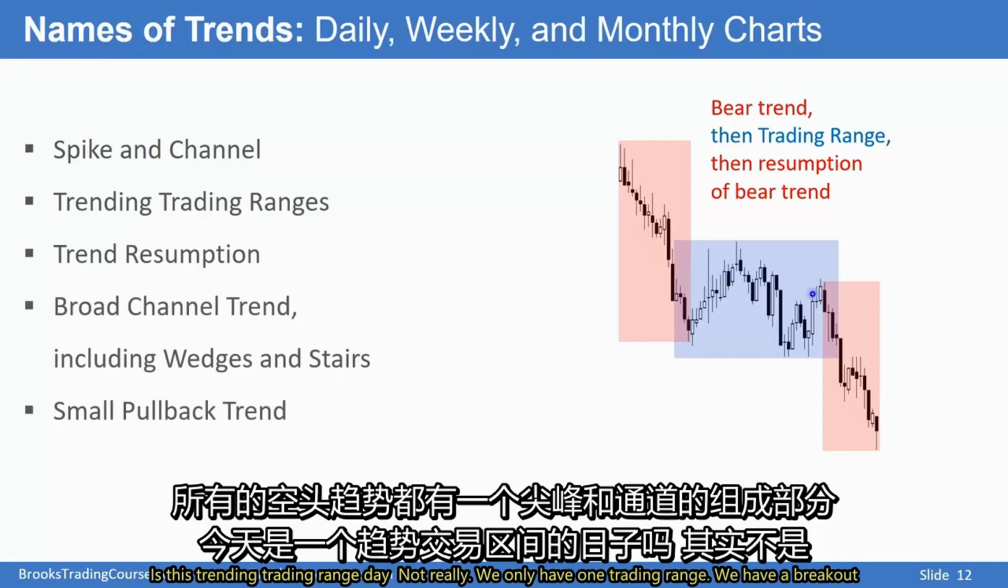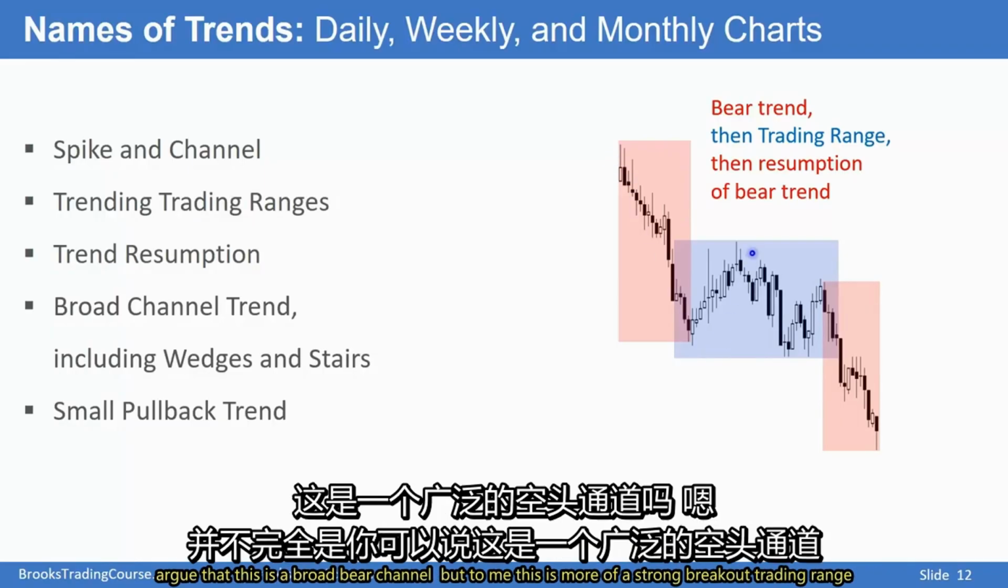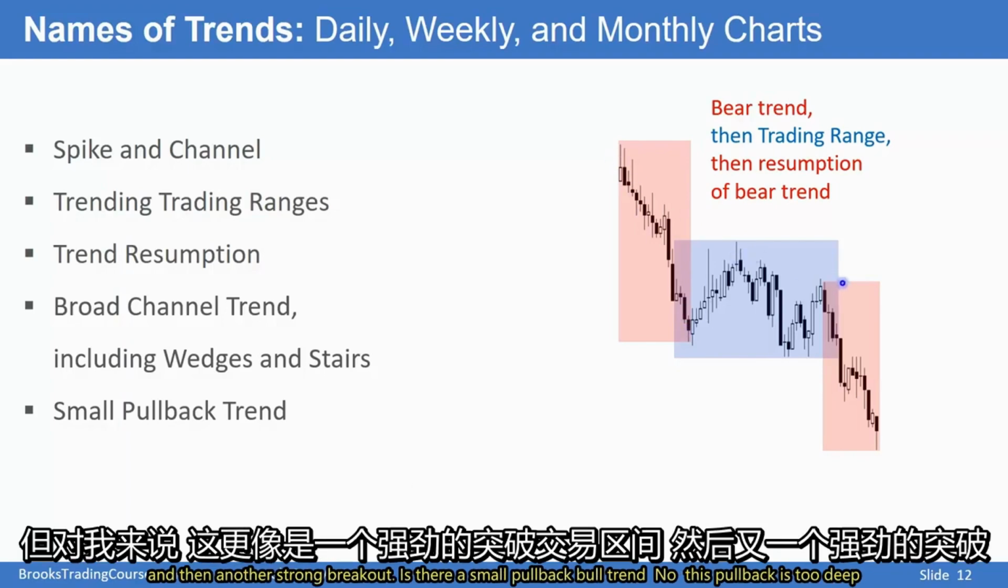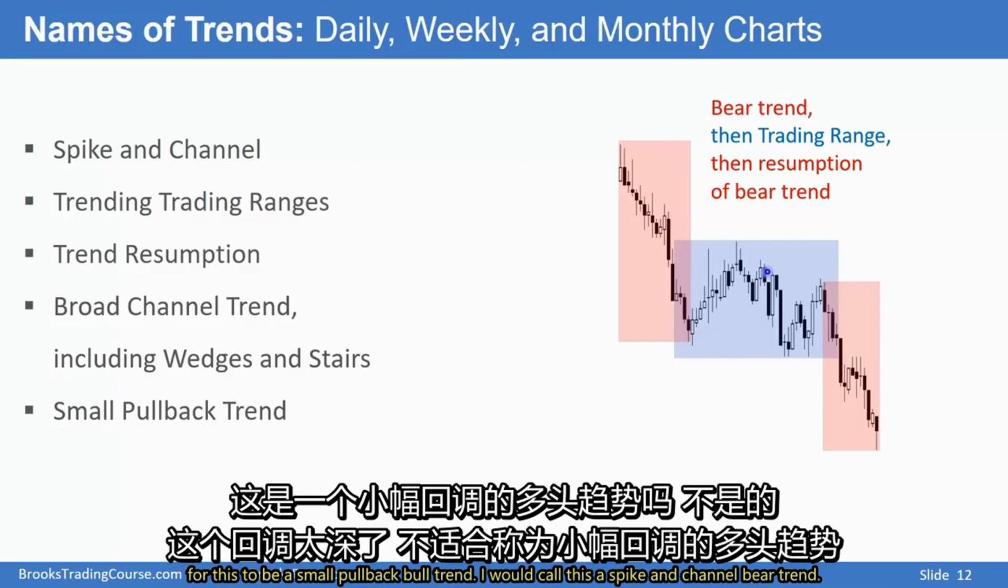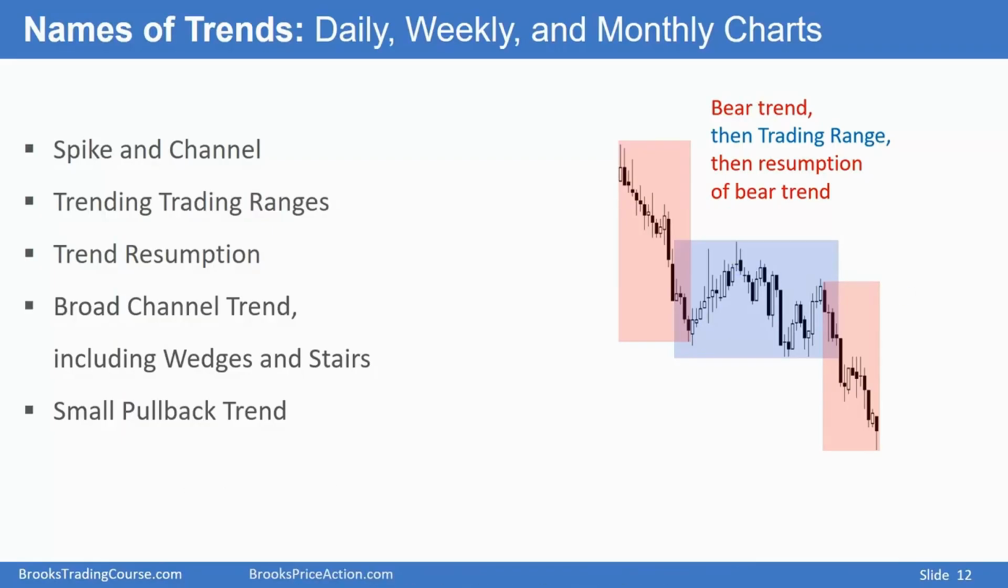Is this a trending trading range day? Not really. We only have one trading range. We have a breakout, did not form a second trading range. Is it a broad bear channel? Well, not really. You can argue that this is a broad bear channel, but to me, this is more of a strong breakout, trading range, and then another strong breakout. Is it a small pullback bull trend? No, this pullback is too deep for this to be a small pullback bull trend. I would call this a spike and channel bear trend. If you want, you can call it a trend resumption bear trend.